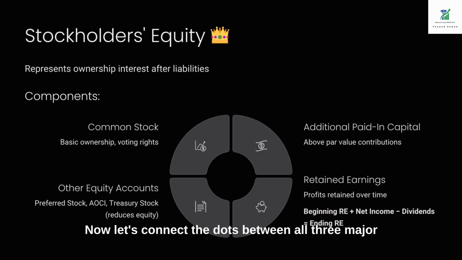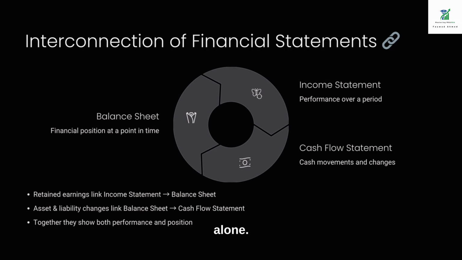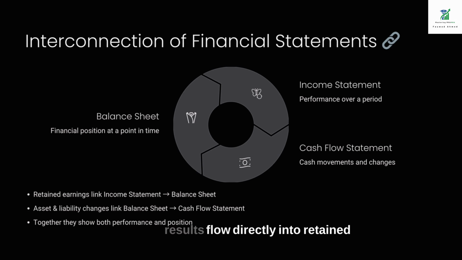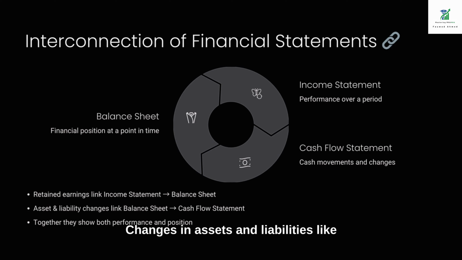Now let's connect the dots between all three major financial statements, because none of them stand alone. The income statement tells the story of performance, how much the company earned or lost during the period. Those results flow directly into retained earnings on the balance sheet, linking profits to equity. Next, the balance sheet connects to the statement of cash flows. Changes in assets and liabilities like receivables, inventory, or payables show up as cash inflows or outflows in the cash flow statement.